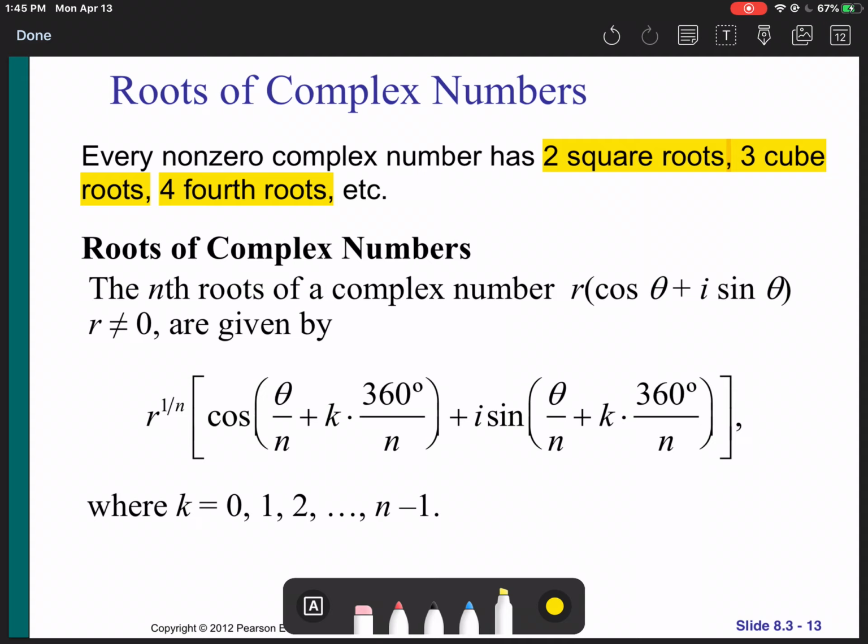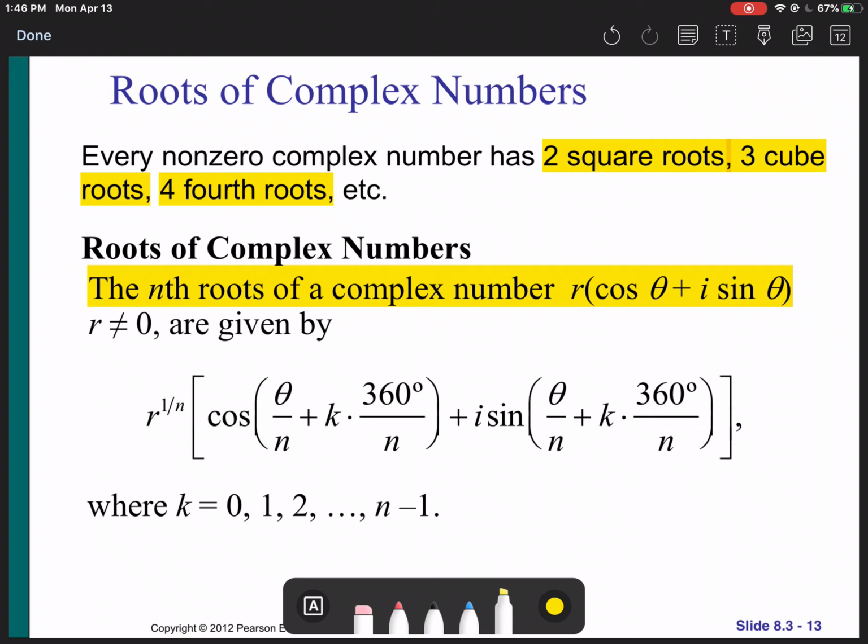So I'm looking at an exponent again here, but it's an exponent of the form 1 over n. So if I'm looking at a square root, it's 1/2, a cube root is 1/3, a fourth root is 1/4, etc., etc. Okay? So this part of De Moivre's theorem says that the nth roots of a complex number, r cosine theta plus i sine theta, is given by this formula.